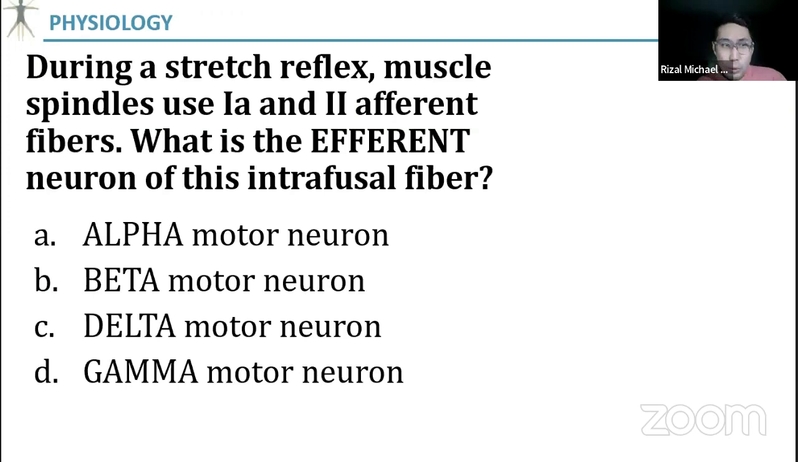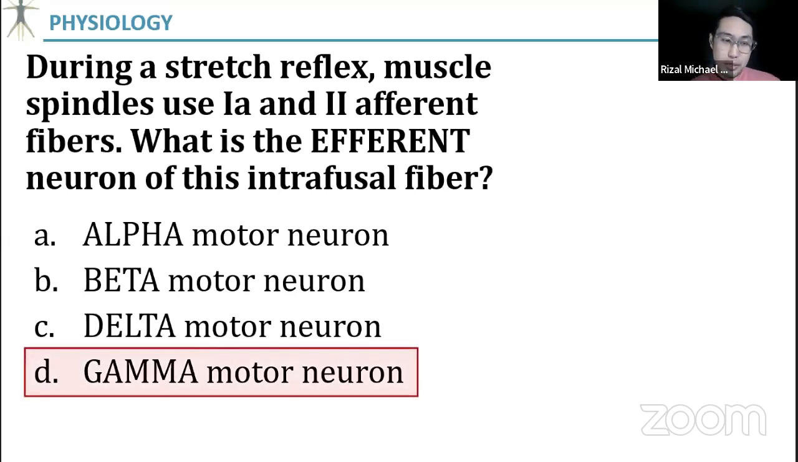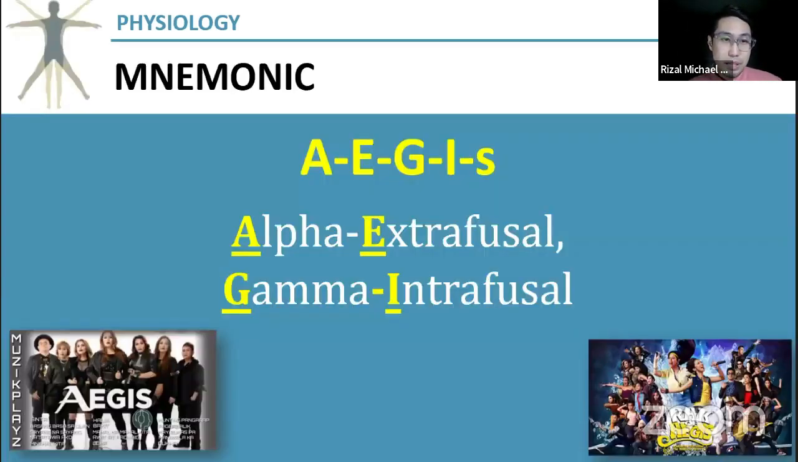Okay? So stretch reflex. So during stretch reflex, answer on your own. So muscle spindles use 1A and 2 afferent fibers. What is the efferent neuron of this intrafusal fiber? So ano daw yung pang motor pathway naman? So the answer here is your gamma motor neuron. Okay? So if you know this mnemonic, diba, you're gonna be able to answer that question earlier. So AGs, right? The band. I hope kilala nyo sila, no? So alpha fibers is for extrafusal and then gamma fibers is for intrafusal fibers.